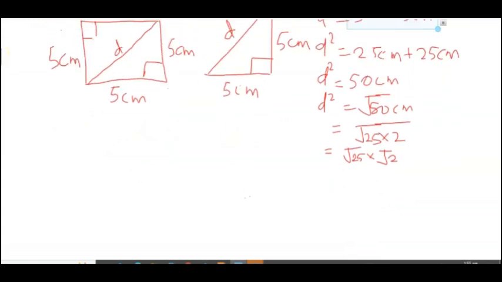So the square root of 25 will give us 5, times the square root of 2. And this will give us 5 root 2 centimeters. So that is the length of the diagonal.